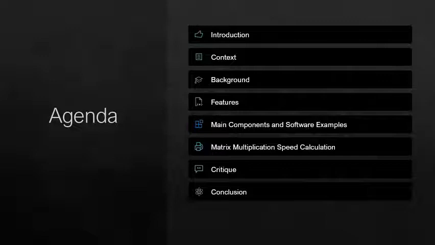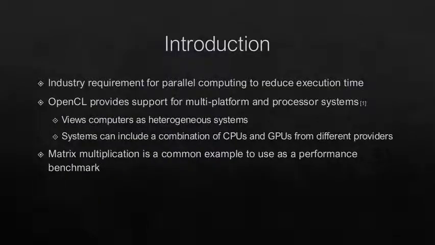These examples are used in the matrix multiplication algorithm, which is used to calculate the speedup associated with utilizing OpenCL instead of sequential computing. OpenCL will then be critiqued and potential shortcomings discussed, then similar products will be presented as potential alternatives. OpenCL provides support and functionality for systems that contain multiple processors, such as a combination of GPUs and CPUs. It views these as heterogeneous systems and can also function if the CPU and GPU are from different providers.